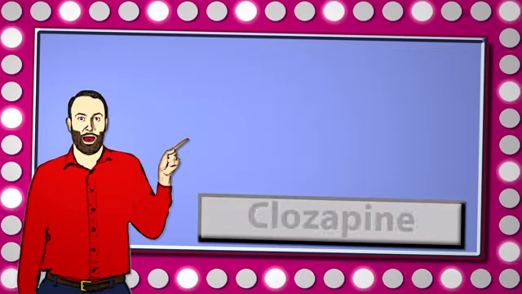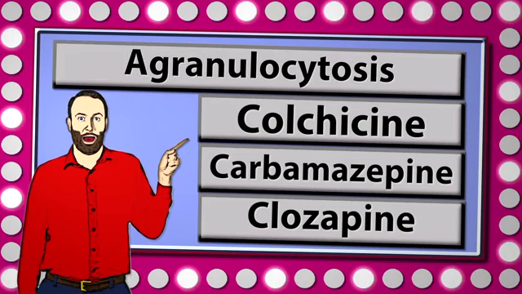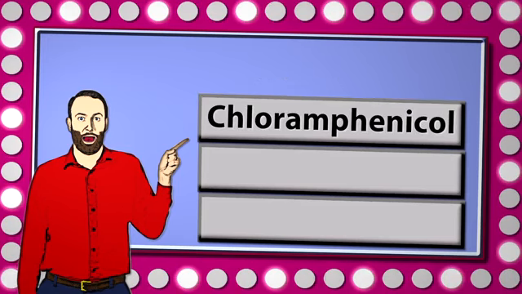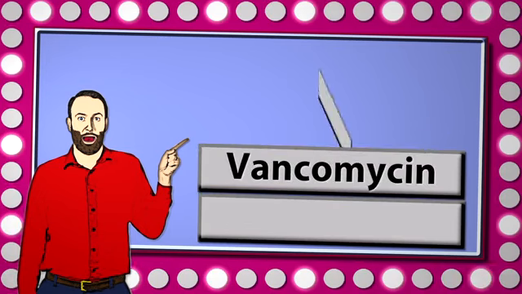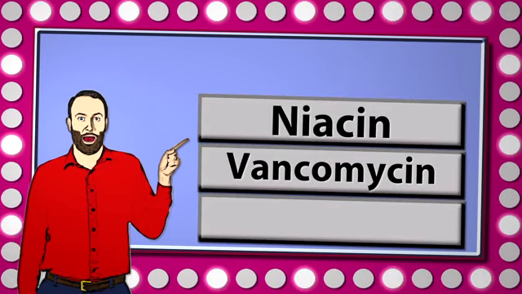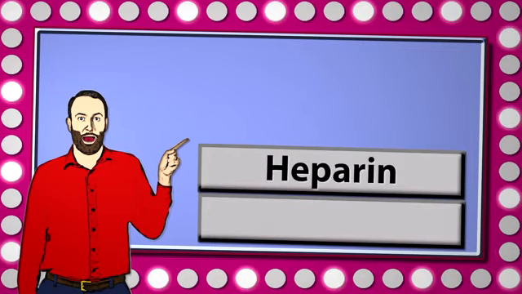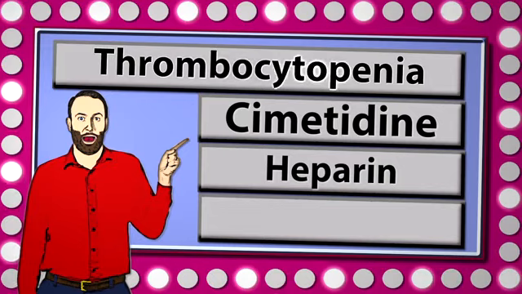Next we have clozapine, carbamazepine, colchicine, a lot of C's there, that makes you think of agranulocytosis. An easy one, chloramphenicol, that's the only one that's going to cause gray baby syndrome. Next we have vancomycin and niacin, think of flushing. Next we have heparin and cimetidine, think of thrombocytopenia.